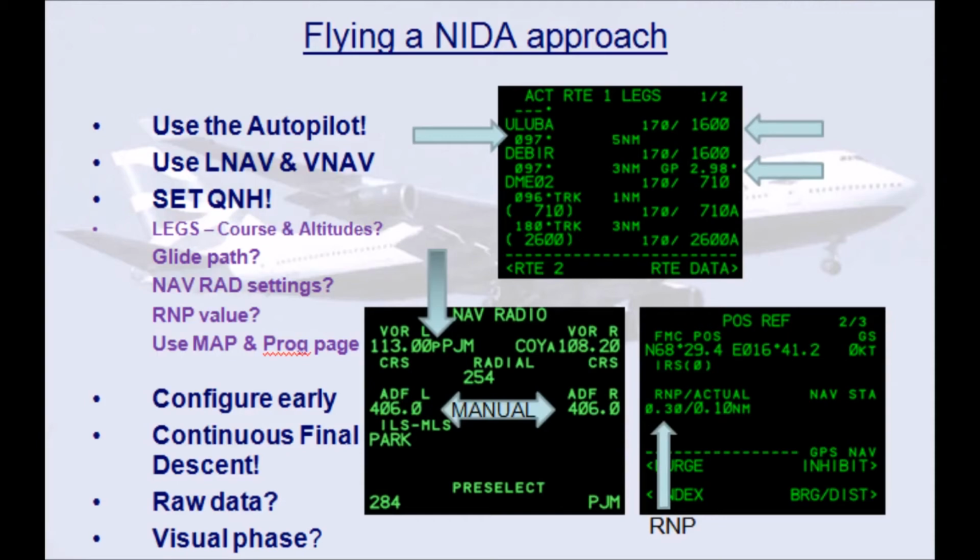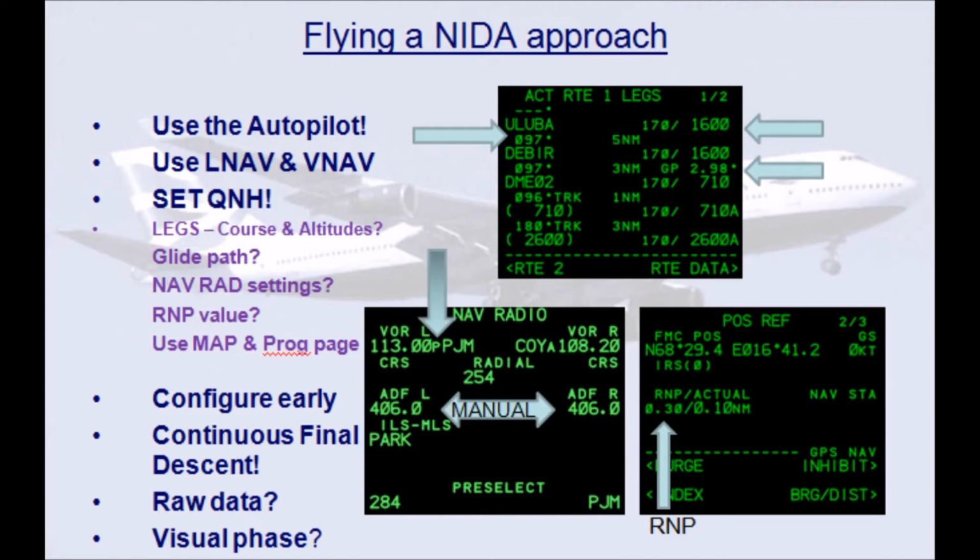So actually flying the approach, items to think about in preparation. Use the autopilot, don't be a hero. You need to have workload as low as possible. Make maximum use of the automatics. Use LNAV and VNAV as well if appropriate. For an RNAV approach you must use LNAV and VNAV.